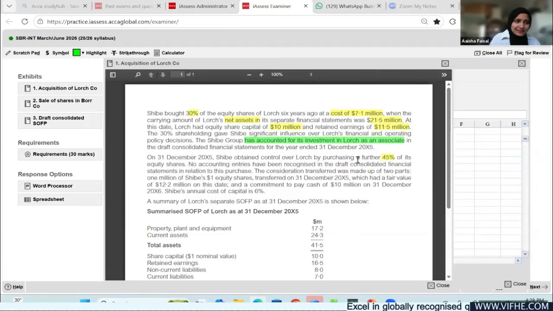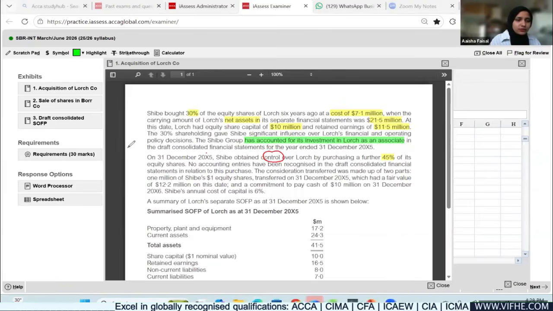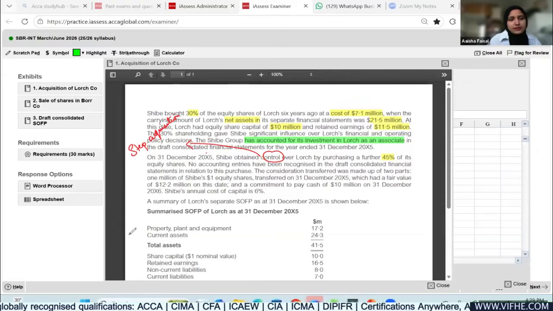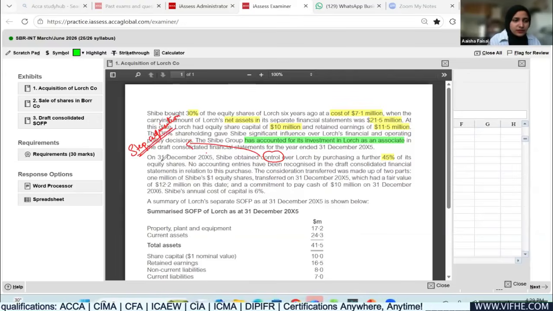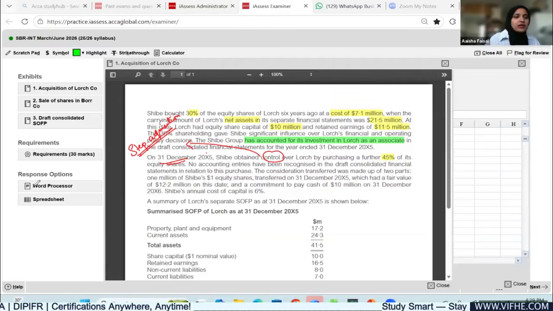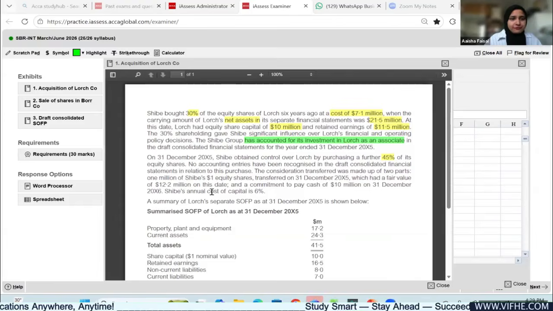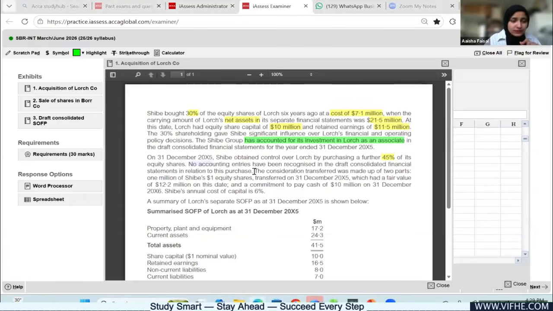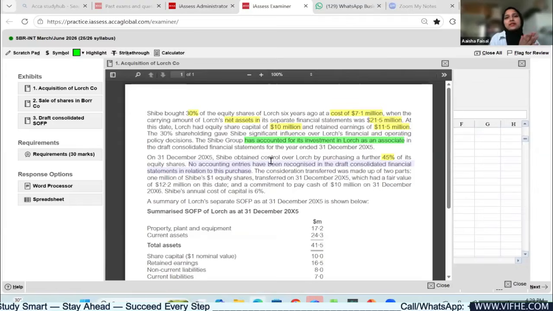So, at this date, control was obtained, which means step acquisition took place. At this date, step acquisition took place. Okay, which date? 31st December. No accounting entries have been recognized in the draft consolidated financial statements in relation to this purchase. Wow. If they did take a 45%, a step acquisition had happened. Dynamics changed, things changed. But they are saying no accounting entries have been recognized in the draft consolidated financial statements in relation to this purchase, which means it was sitting like an associate only.